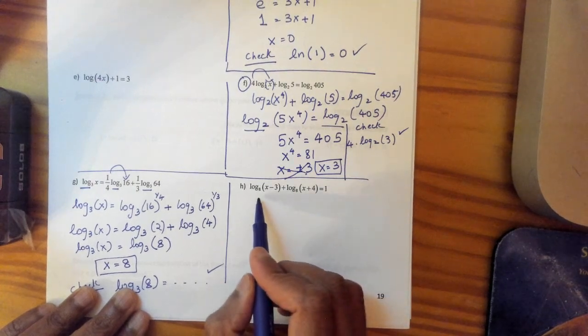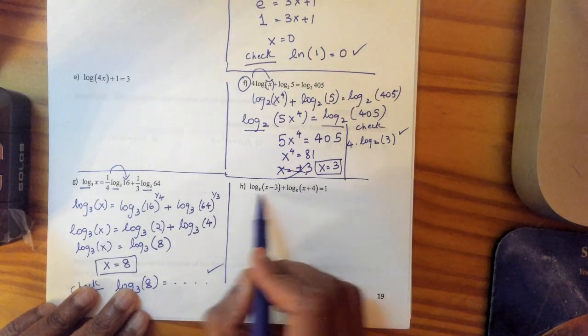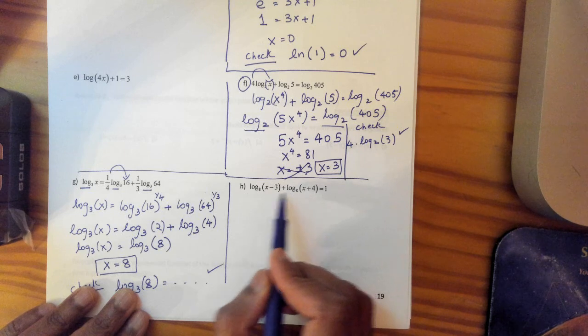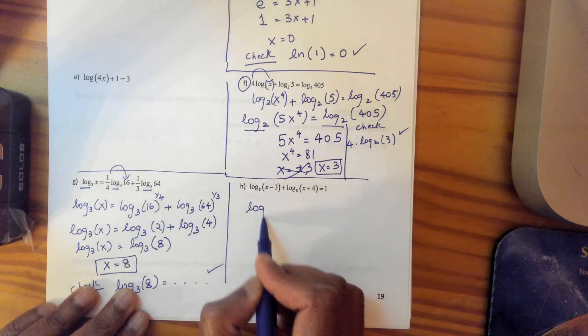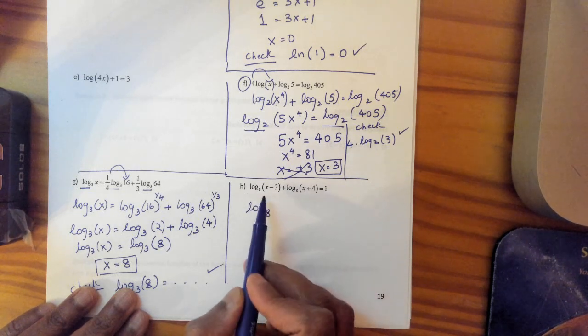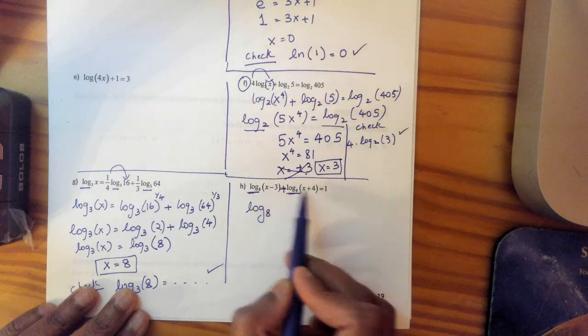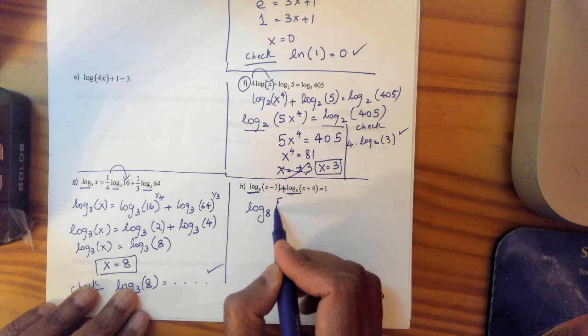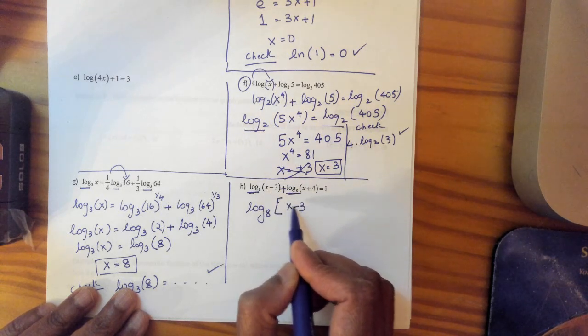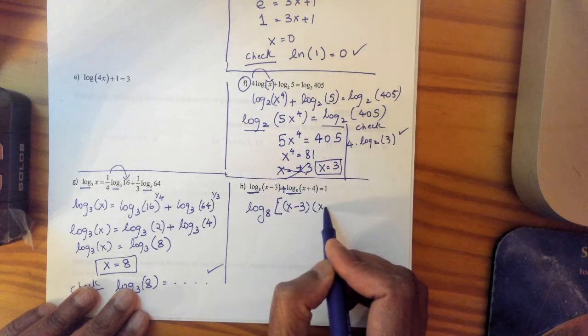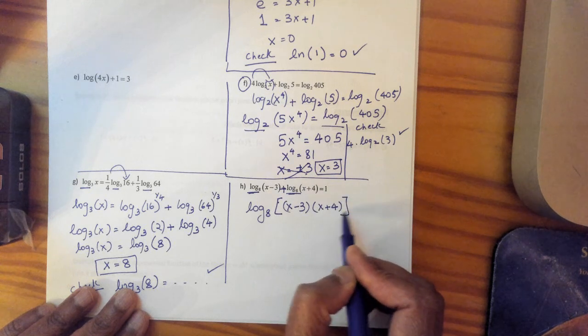So this one also, I see that the base is the same and they're all on one side. So I can actually condense this. So I will rewrite this as, you have to kind of see what's happening here. So this is log base 8, this is log base 8, and there is a plus sign. That means I can combine these two by multiplying. So when I multiply, I get x minus 3 multiplied by x plus 4 equals 1.